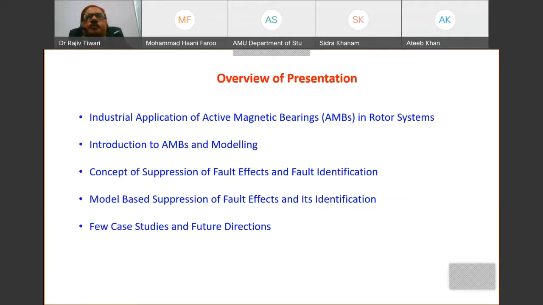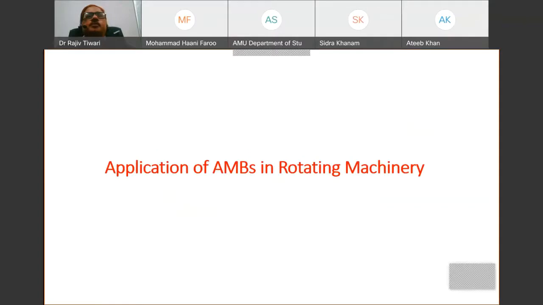And I will touch upon some of the model based, the physics based, how to suppress the faults and its identification, especially for the crack in shafts or unbalance in the rotor, or even we have worked on the gear transmission error suppression. So related to that, few case studies I will show, some videos also I'll demonstrate, and I will give what is the possibility of research in this area at the end. So let me begin with some of the industrial application of magnetic bearing in the rotating machinery.